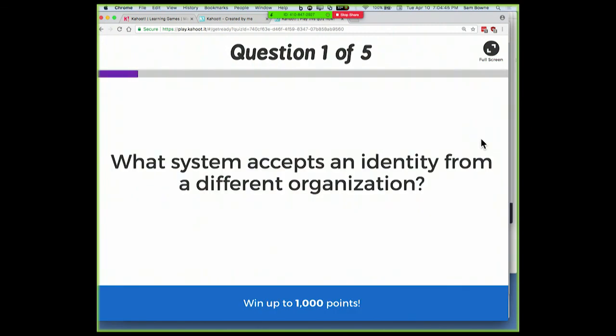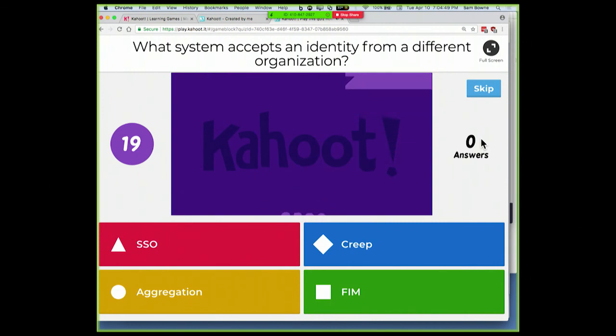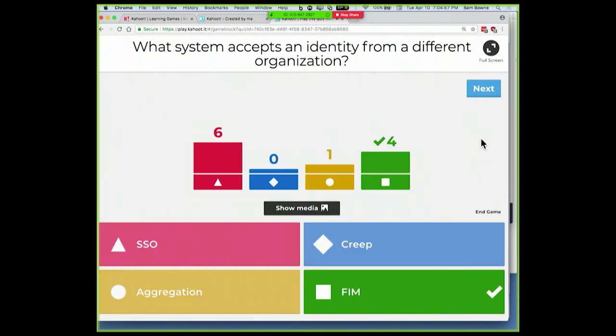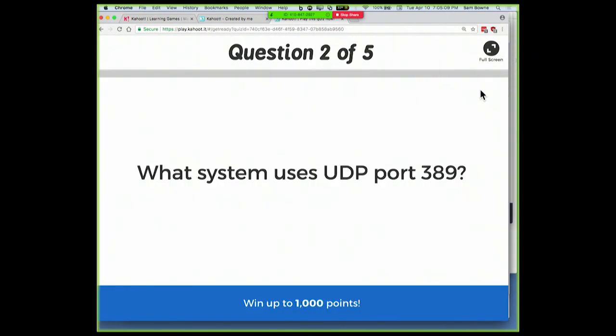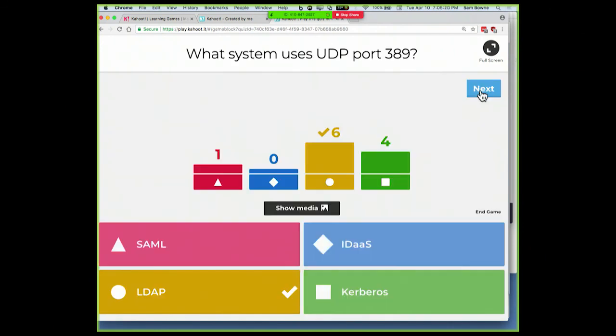So what system accepts an identity from a different organization? That's federated identity management. Single sign-on might be just from the same company. But federated identity management, the federated part means you're trusting somebody else. All right. What system runs on UDP 389? That's LDAP, Lightweight Directory Access Protocol.